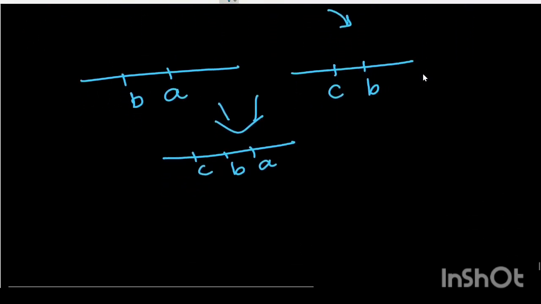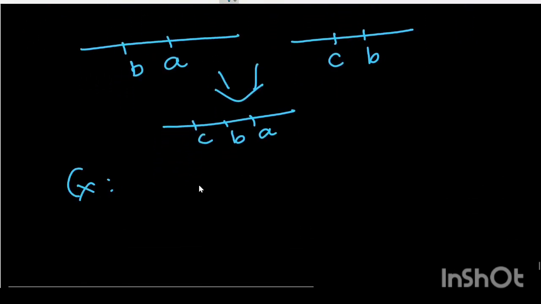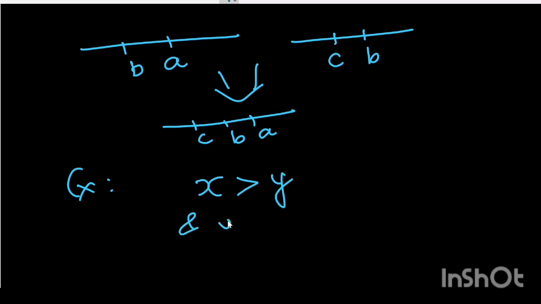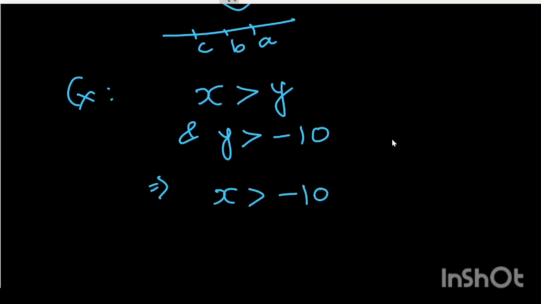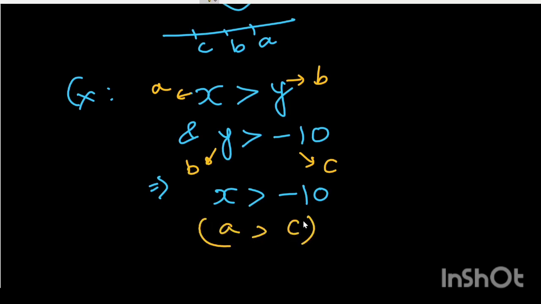Okay, guys. For example, X is greater than Y and Y is greater than -10. So it means what? X is greater than -10. You can consider X as A, Y to be B, -10 to be C. So A greater than B, B greater than C means A greater than C, X greater than -10, guys.